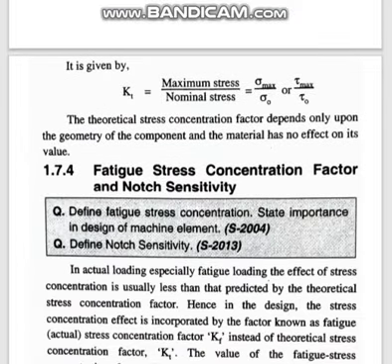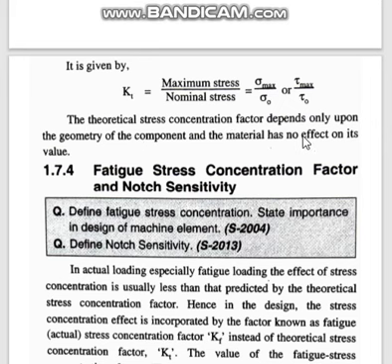See, it is given by this formula. Kt is equal to maximum stress upon nominal stress. If it is experiencing direct stresses, then it is sigma max upon sigma O. Sigma maximum is the maximum stress in the vicinity or neighborhood of the discontinuity, and sigma O is the nominal stress, that is, away from the hole in a distant place. If it is experiencing shear stresses, then it will be tau maximum upon tau O, tau naught.